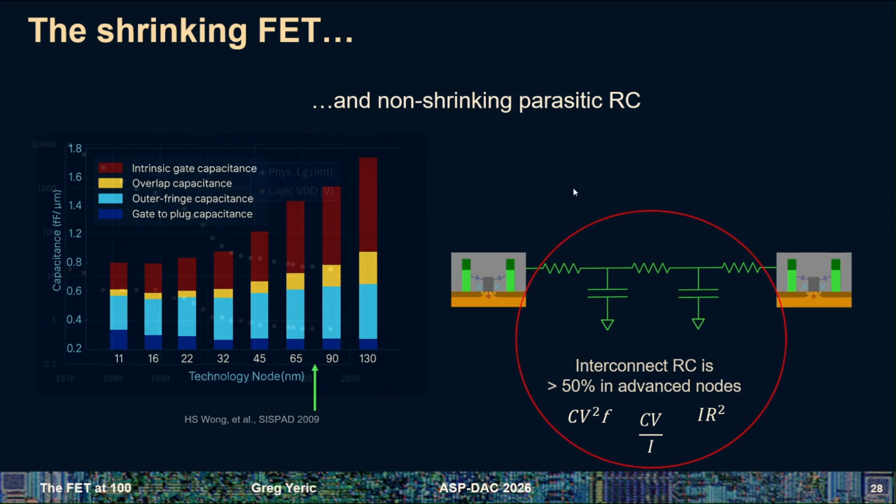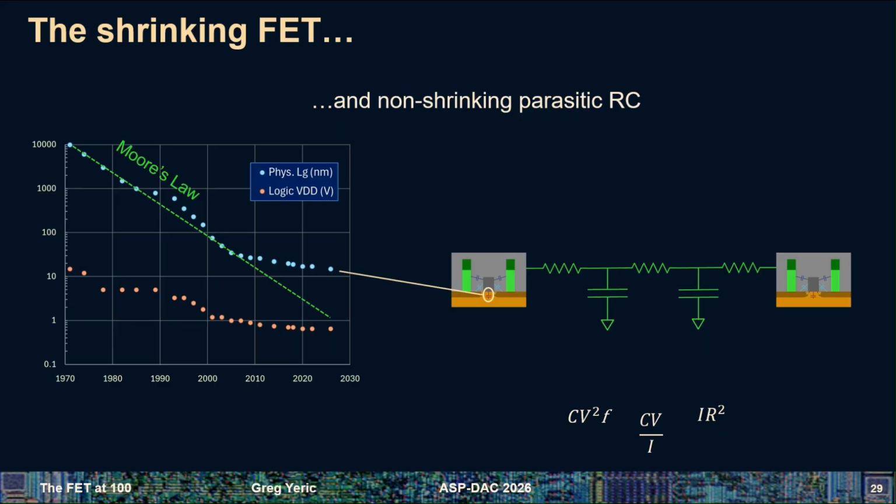And this is something we just, it's hard to get around. In this plot I'm showing on the left, that's the gate length over time, and then the logic voltage, which we'll get to.